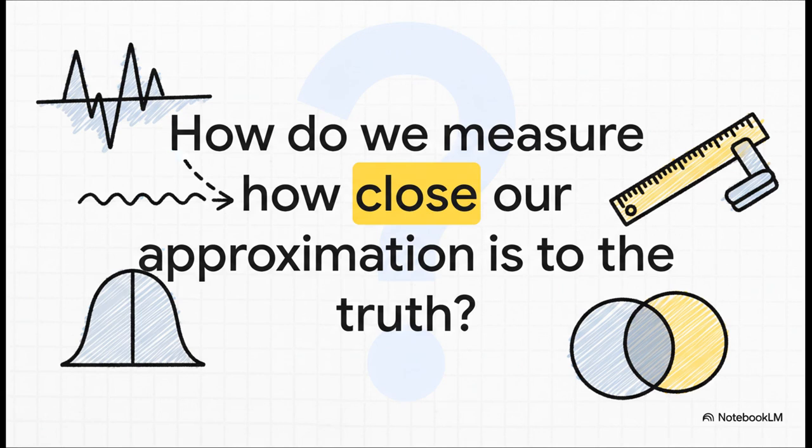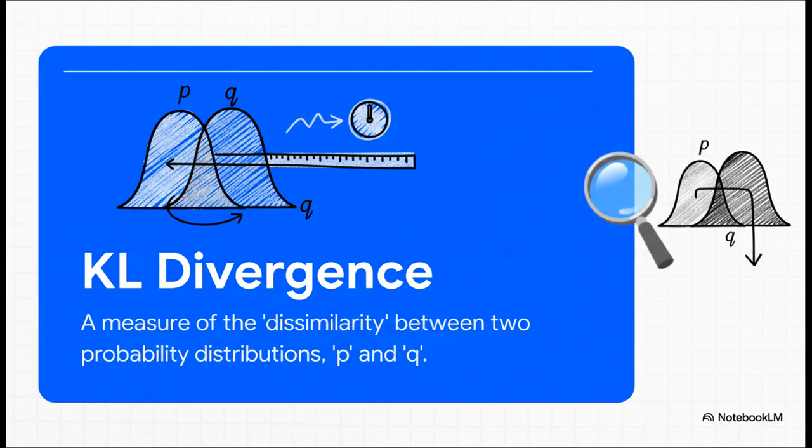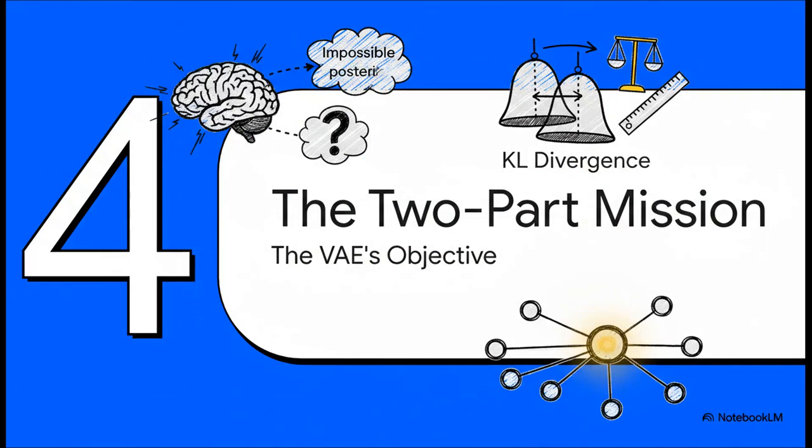Okay, but that immediately brings up the next big question, right? If we're going to try to make our simple shape fit that impossible complex shape, how do we measure how close they are? How do we even know if we're getting warmer or colder? We need some kind of a ruler. And it turns out we have one. It's a tool from information theory called Divergence. You can literally think of it as a ruler for probability distributions. It measures how different two distributions are from each other. So now our goal becomes crystal clear. We need to tweak our simple distribution, our bell curve, to make that divergence, that distance, as small as we possibly can.